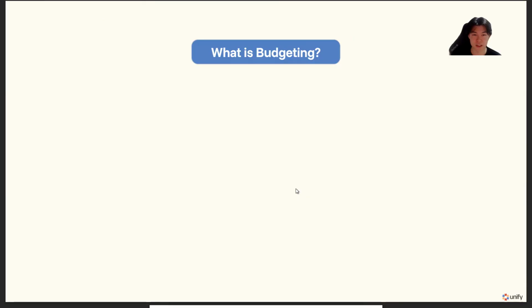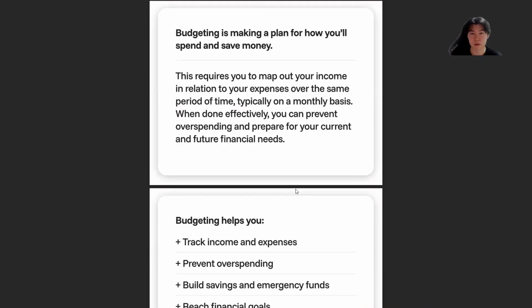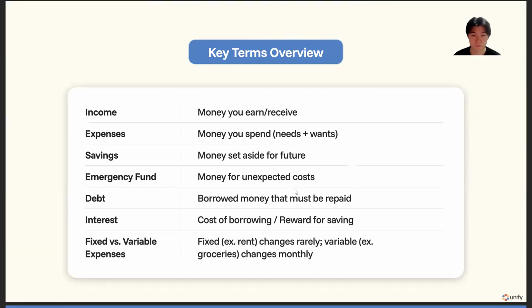So what is budgeting? Budgeting is making a plan for how you'll basically spend and save money. So this requires you to map out your income in relation to your expenses over the same period of time, typically on a monthly basis. When done effectively, you can prevent overspending and prepare for your current and future financial needs. Now, budgeting helps you track income and expenses, prevent overspending, build savings and emergency funds, and reach financial goals.